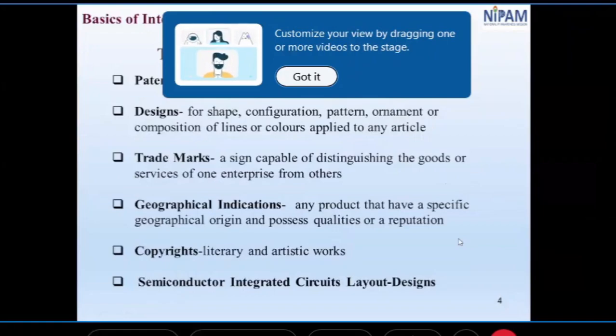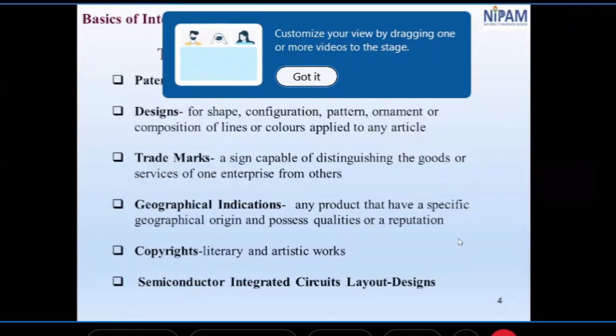So I am repeatedly telling you why there are 6 to 7 types of IP. The patent is only meant for a scientific invention. That means if you really did some invention, you should go for patent protection, not for design. Design is for any type of shape, configuration, pattern, ornamental, or anything two-dimensionally or three-dimensionally aesthetically designed, that falls under design protection. Trademark, that means any logo or any kind of service mark, falls under trademark. That means your ICAR logo. If you want to protect your ICAR logo, you can register under trademarks, not under patents.